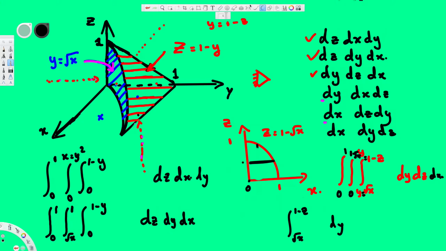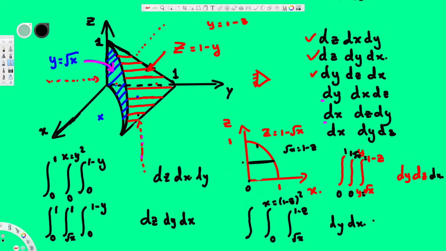Now we are doing dx after this. The lower limit is going to be 0, but for the upper limit we have to rearrange this one in terms of x because we have to have x is equal to something. So if we rearrange this one, square root of x is equal to 1 minus z, therefore x is going to be equal to 1 minus z whole square. So this is going to be our upper limit of integration.